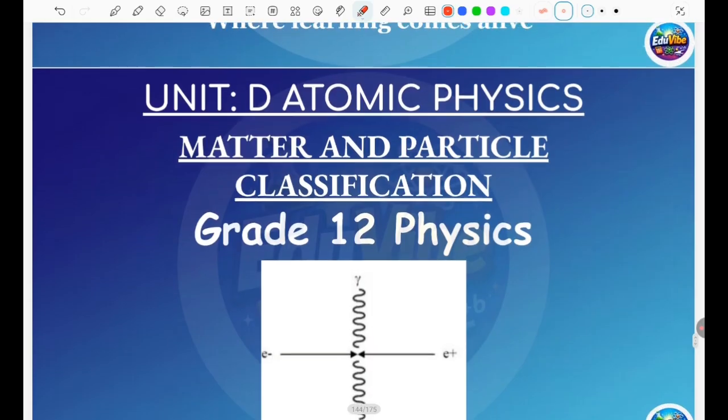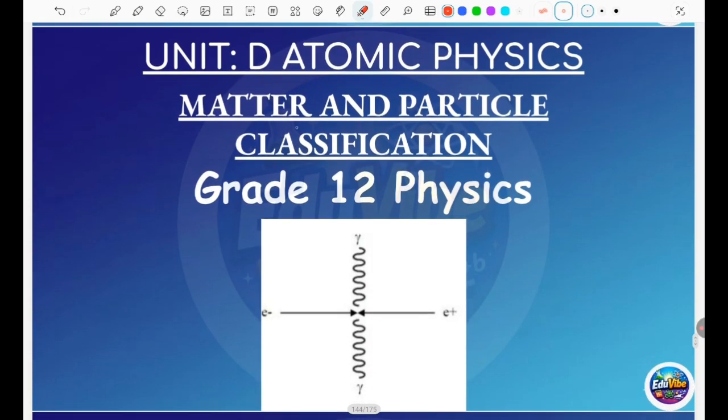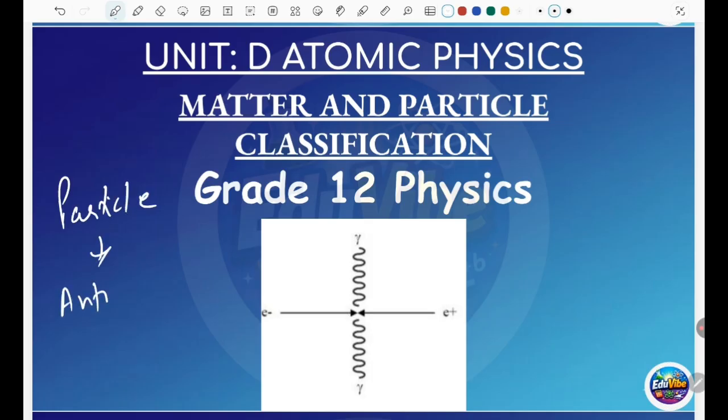In today's lesson, we'll start with the inner topic of atomic physics, which is matter and particle classification. What is that topic? In this topic, we'll start dealing with antiparticles. We are moving from particles to antiparticles.